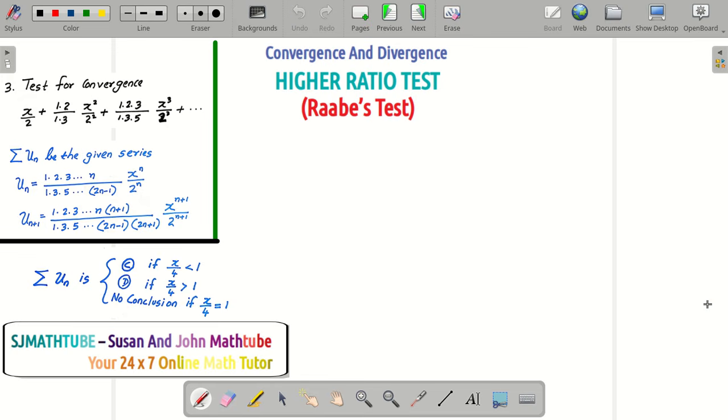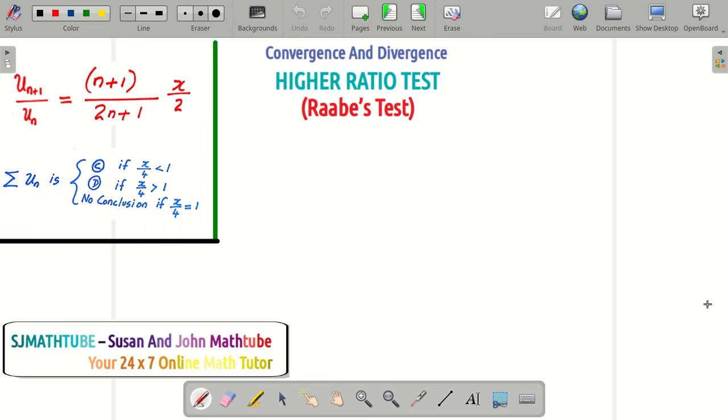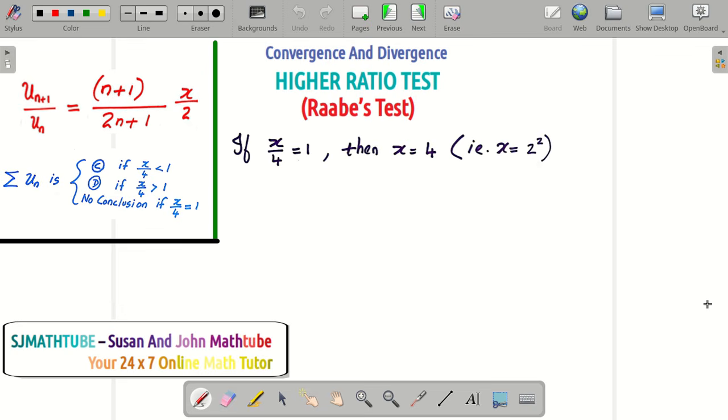But we cannot leave the answer as such. So what we do is we're going to analyze the condition x by 4 is equal to 1. So now look at this. Our question is related to a continued product and factorial. So we cannot apply the limit comparison test. So the only option we have now is Raabe's test.